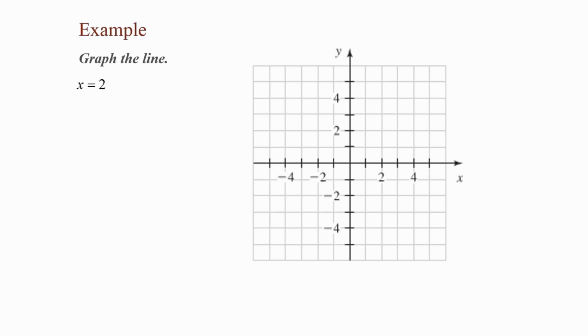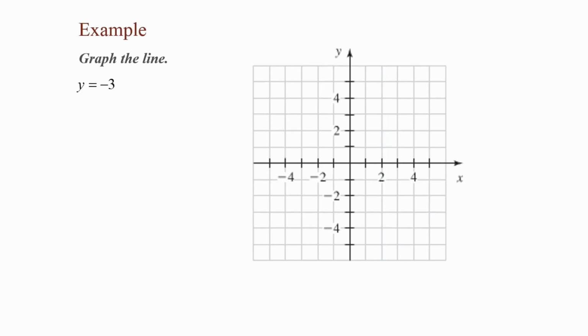In this example, we want to graph the line x equals 2. So our first step is to find 2 on the x-axis. Then we want to draw a straight line through 2. Any x value is going to be 2. This line can have the ordered pair of 2, 0, 2, 4, or even 2, negative 2. As long as your x-coordinate is 2, y can be any number.